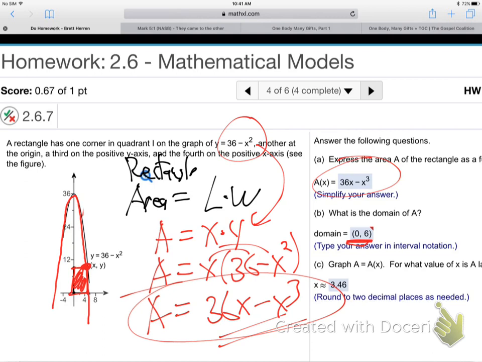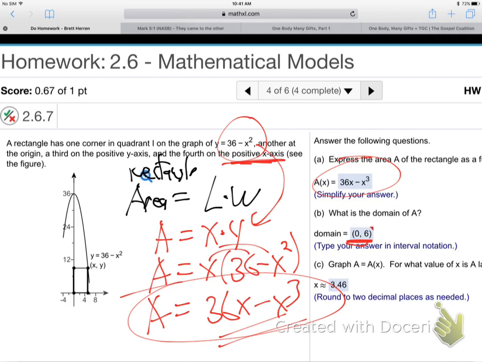It's 0 to 6. Just remember it. Make a note of it. It's probably exactly the same on your homework. Write it down: 0 to 6. I'll tell you why, but we don't have time. It's just because they said positive x-axis. So they don't want negatives, first off.